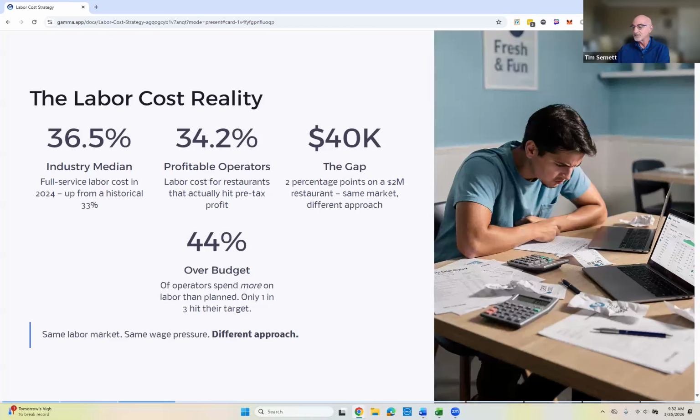And only about a third of restaurants actually hit their labor budget in 2024, the year of the survey. 44% spent more than they planned. So the majority of restaurant owners are spending more on labor than they intended, which means there's a real opportunity for the ones who get this right. And it's a mindset reframe. Most restaurant owners think of labor as a cost to be controlled, something to minimize. But what if labor was actually your greatest profit lever? Not a line item to slash, but a resource to optimize. That shift in thinking is the foundation of everything we're going to cover today and next week.